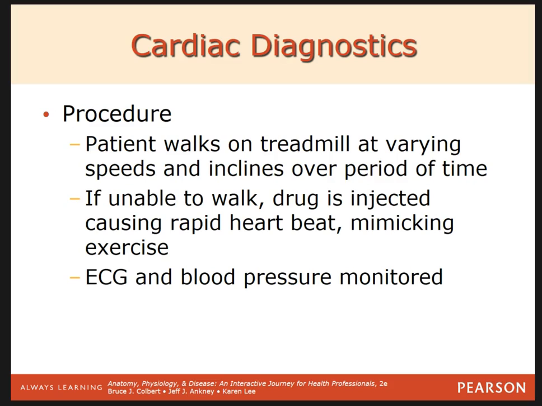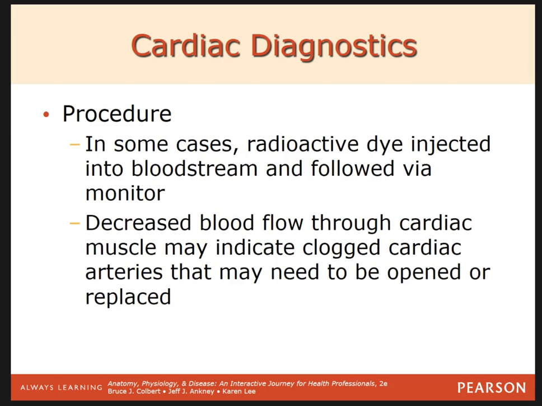The procedure is to have the patient walk on a treadmill at different speeds and inclines over a period of time. If they are unable to walk, then they give them a medication through an injection that causes a rapid heartbeat, which would mimic the exercise. The electrocardiogram and blood pressure will be monitored during a stress test. In some cases, they will use a radioactive dye injected into the bloodstream and will follow that through a monitor. Decreased blood flow through the cardiac muscle can indicate a clogged cardiac artery and may need to be opened or replaced.